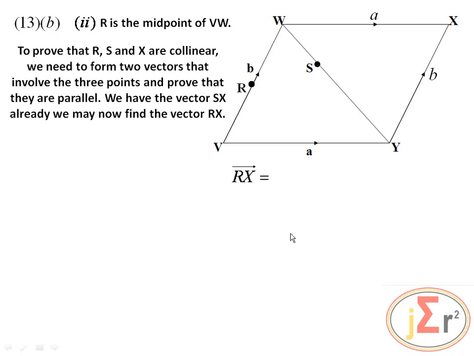What is RX equal to? A half of B plus A. Do not forget that R is the midpoint of VW, so the entire vector is B. Therefore, from R to W is a half of B, and then all the way here we have A. So we have RX is equal to a half of B plus A.